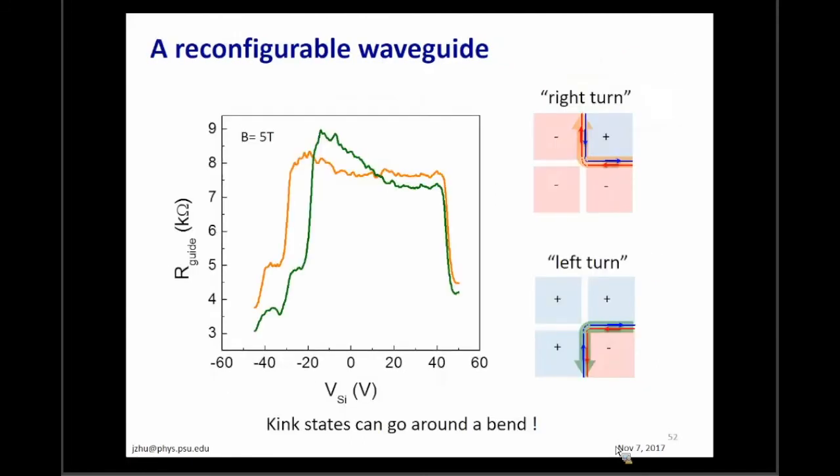In fact, you don't have to make them go straight. If I flip my gate this way, no state here, no state here. The only way that the kink states can go is make a right turn. That's a left turn. And you see that both left and right turn give us roughly also h over 4e squared resistance. So you can coherently guide these states through bends. And if you can do that with one bend, you can guide them through a network. So that's a waveguide.